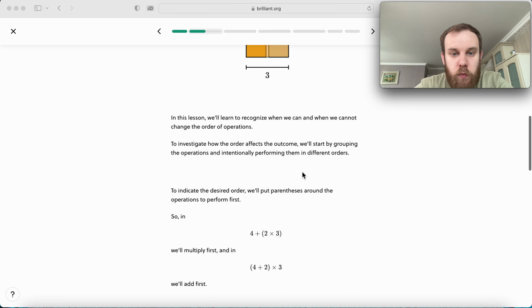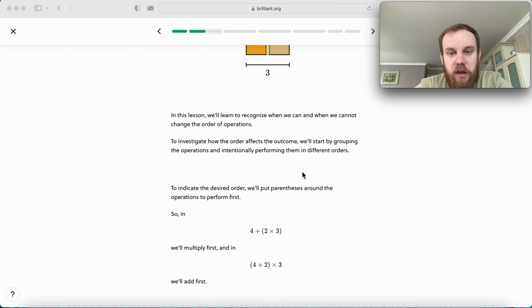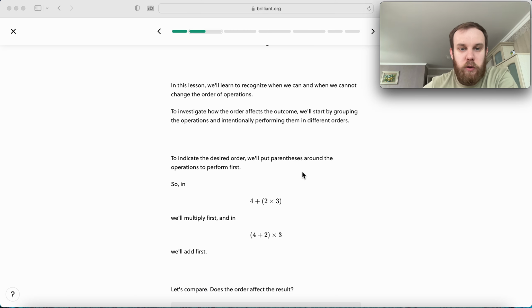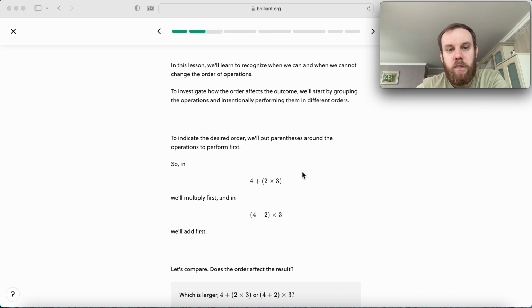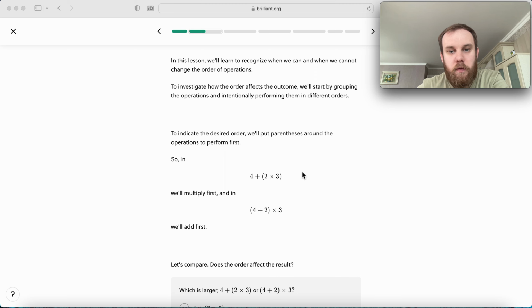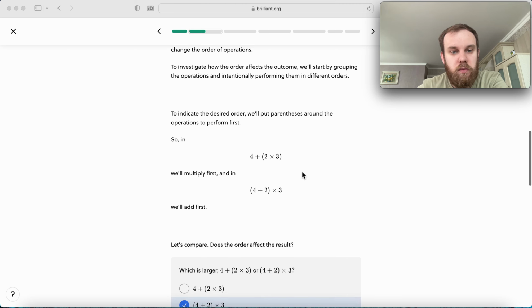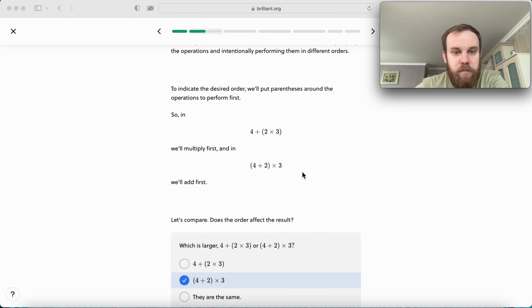In this lesson, we will learn to recognize when we can and when we cannot change the order of operations. To investigate how the order affects the outcome, we'll study by grouping the operations and intentionally performing them in a different order. Sounds good? Let's see. So to indicate the desired order, we will put parentheses around the operation to perform first.